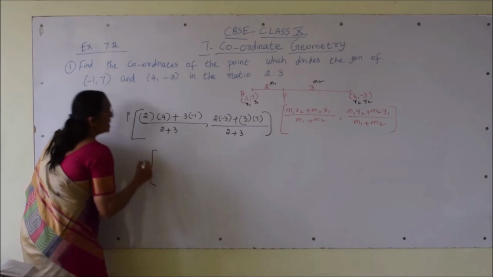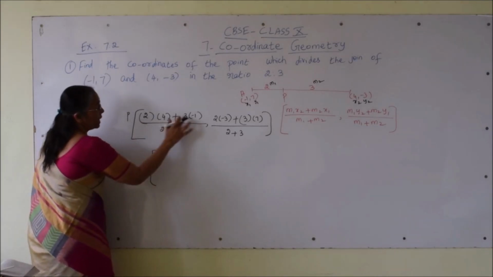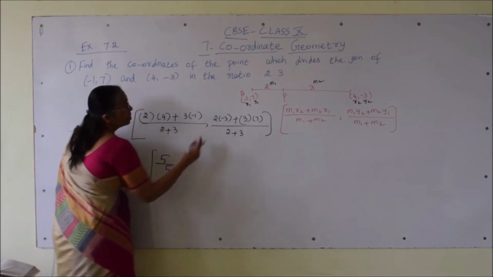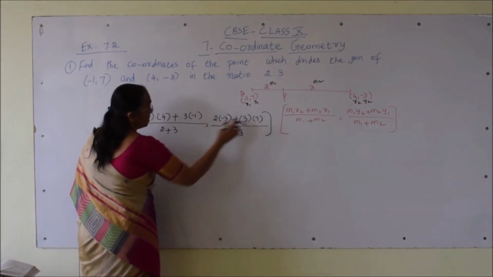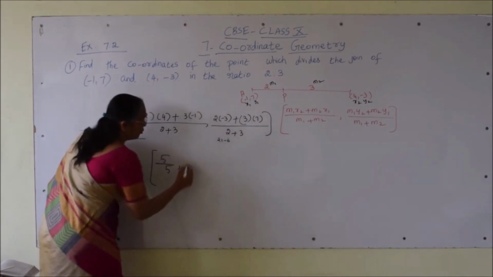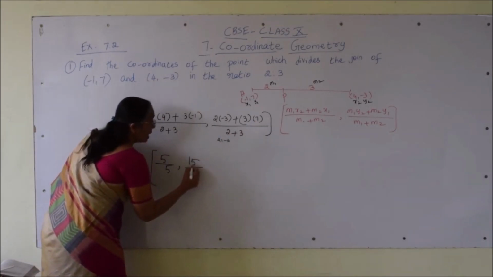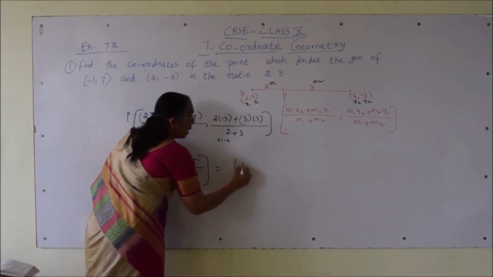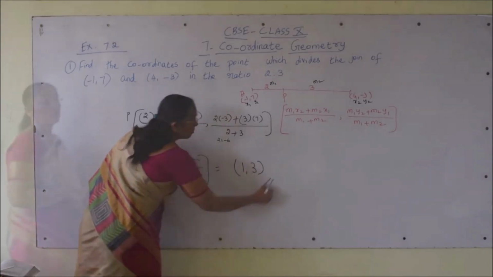So, the coordinates of the point: 2 fours are 8, 8 minus 3 is 5, by 5, comma, minus 6 plus 7 threes are 21, 21 minus 6 is 15, 15 divided by 5. So, the required coordinates are nothing but (1, 3).